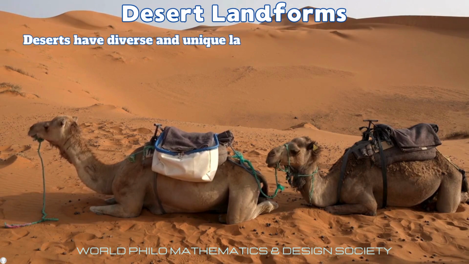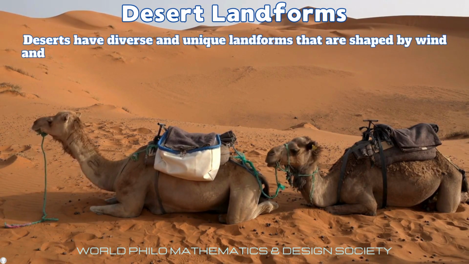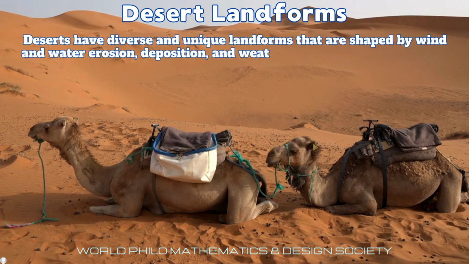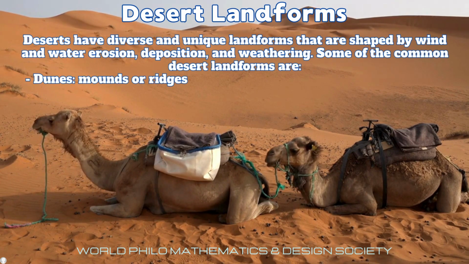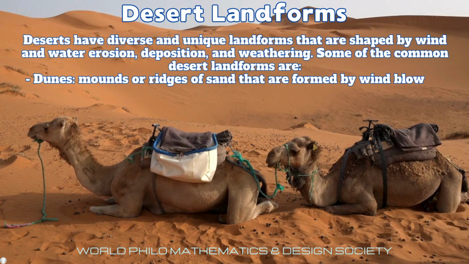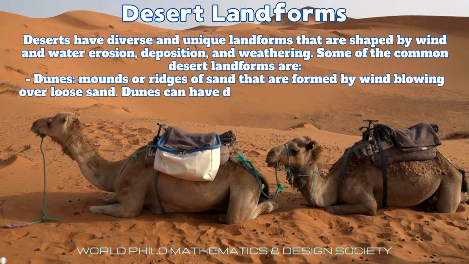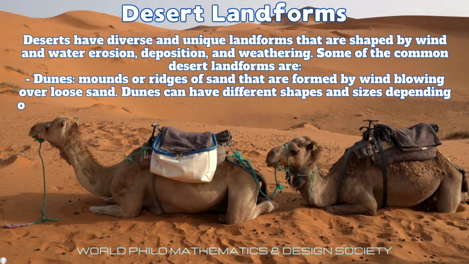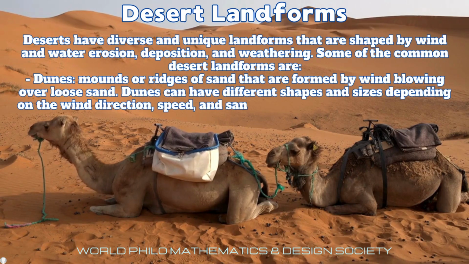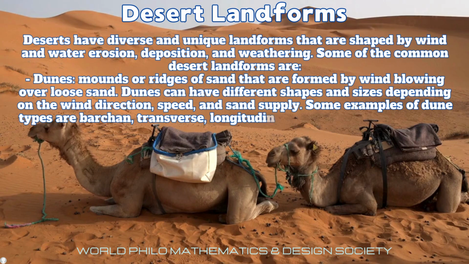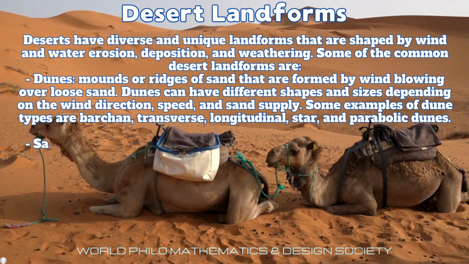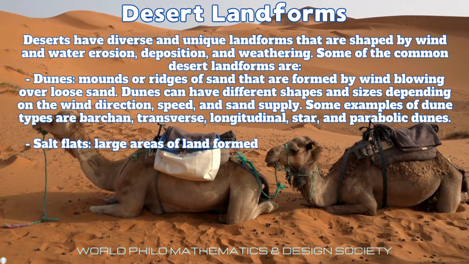Deserts are diverse and unique landforms that are shaped by wind and water erosion, deposition, and weathering. Some of the common desert landforms are dunes: mounds or ridges of land that are formed by wind blowing over loose land. Dunes can have different shapes and sizes depending on the wind direction, speed, and sand supplies. Some dune types are barchan, transverse, longitudinal, star, and parabolic dunes.